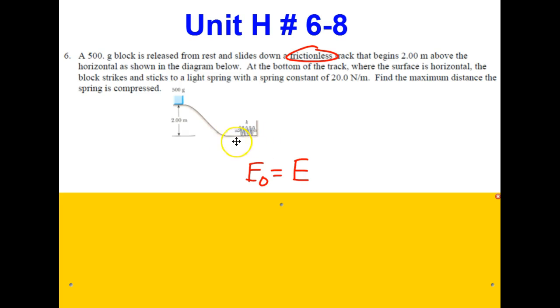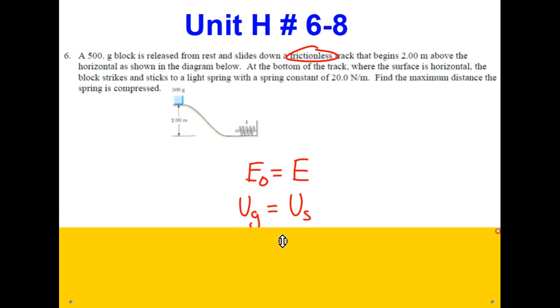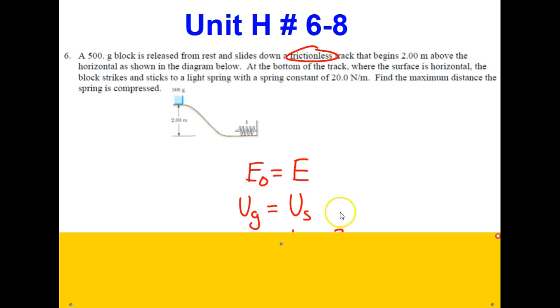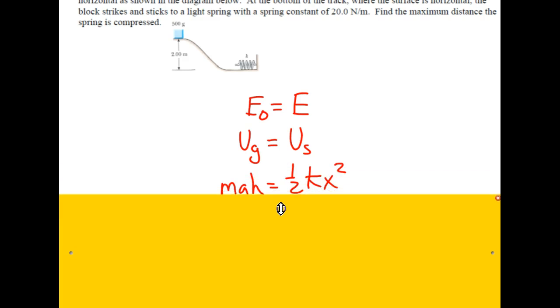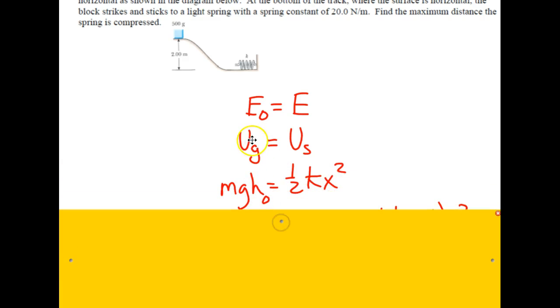We would assign the bottom of this hill to be the base level itself. So we only have one form of mechanical energy at the final state as well, and that's elastic potential. So all the gravitational potential in the initial state becomes the elastic potential in the final state. Next, we write the equations for each of those. Gravitational potential energy would be mgh0. The elastic potential energy would be 1/2 kx squared. Any canceling? No. There's no variable in both terms that we would be able to cancel.